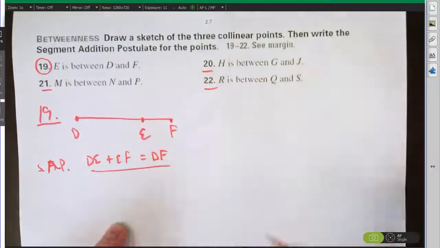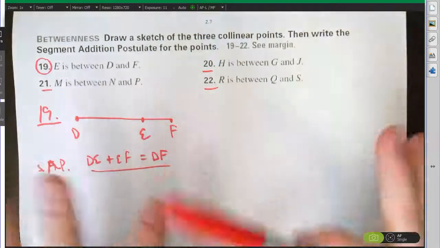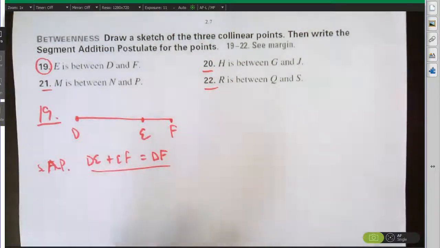up with a statement for segment addition postulate. If you're saying to yourself, this seems way too easy for this homework, for these problems, great. It's supposed to be. If you're saying, this seems really weird and I have no idea what I'm supposed to do, come in. It'll take me all of 5 minutes in the morning to show you before we start class.